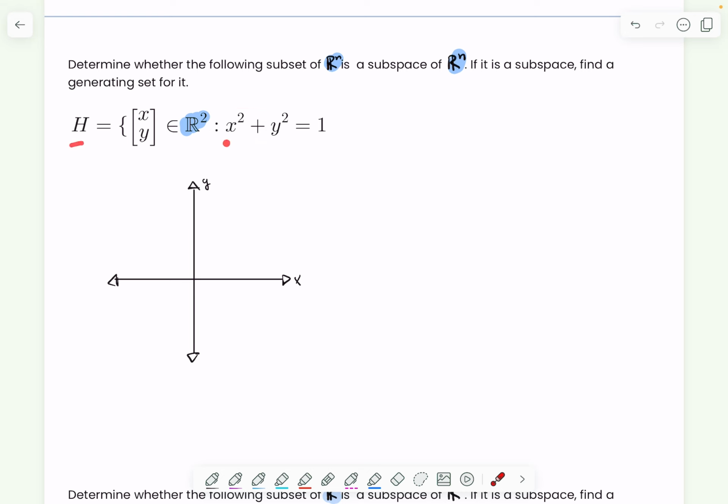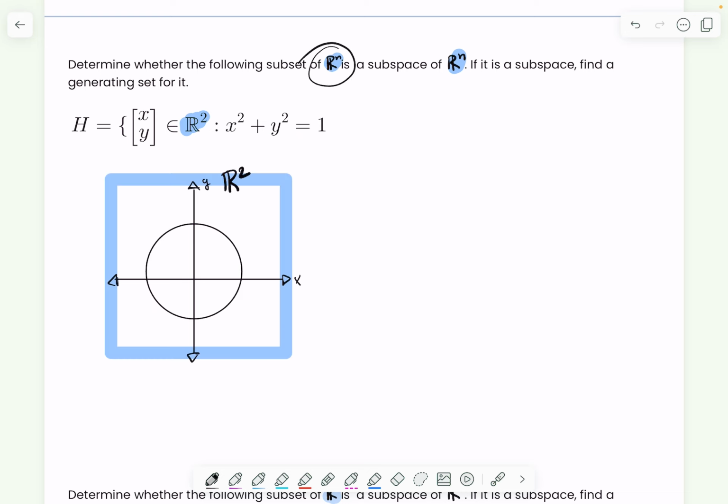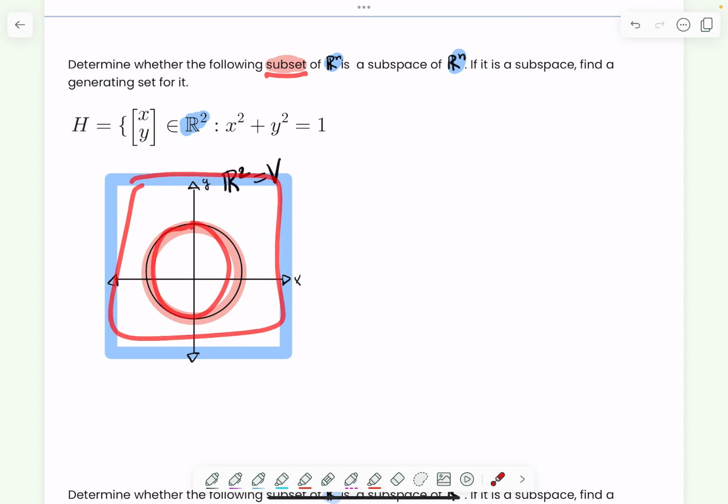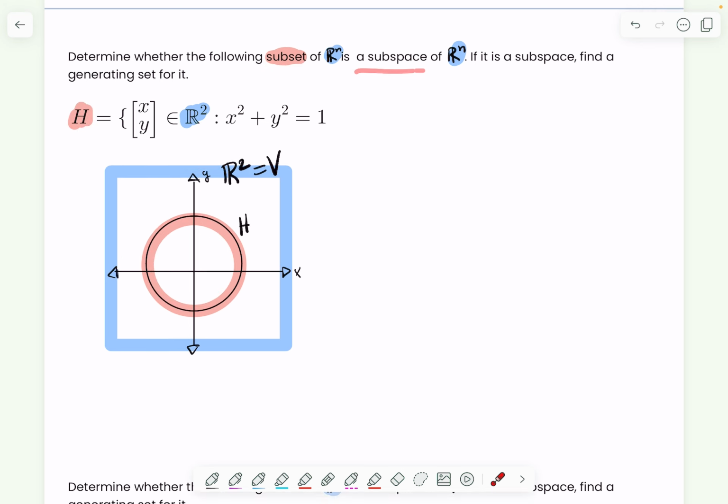They're saying that this subset is this. This is an equation of a circle. So we have this two-dimensional space R2, which is just a vector space. We can call it big V. A subset is, by definition, something inside that vector space. Then you would ask yourself, what is a subspace? A subspace is just a subset, something inside this vector space, that also satisfies the conditions of a vector space. So if they're asking you, is H a subspace, you're really asking, is H a vector space also? Because if it is, then we can say that it's a subspace of V.